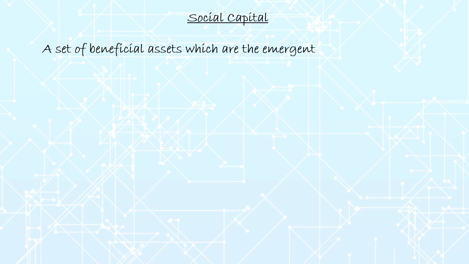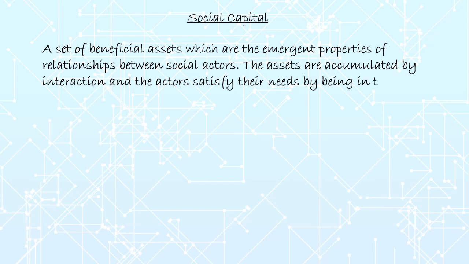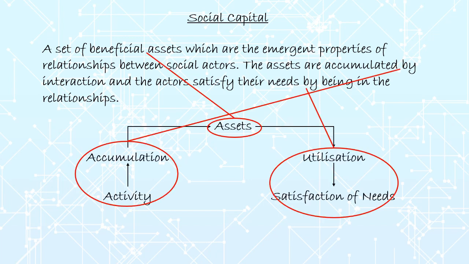We can define social capital as a set of beneficial assets which are the emergent properties of relationships between social actors. The assets are accumulated by interaction, and the actors satisfy their needs by being in the relationships. The definition places the three elements of capital into a social context, but the parts need to be explained.